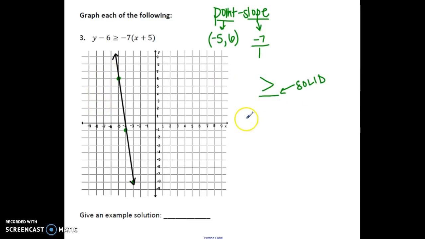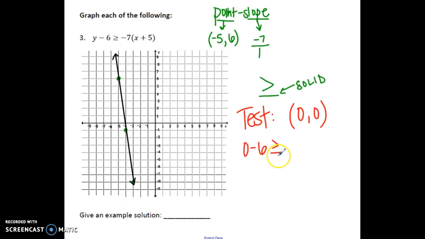So pick any point to test. And I'll give you a hint. If you can, pick 0, 0, because anytime you plug in 0, 0, that helps things to eliminate, and it makes the inequality a little bit easier to solve. So since 0, 0, the origin, is not on the line, I'm allowed to use it as a test point. So I'm going to plug in 0 for y, so we would have 0 minus 6. And we're going to write down the greater than or equal to.